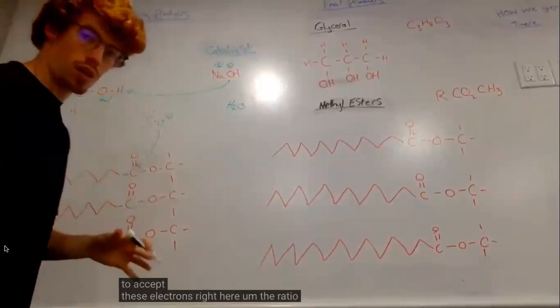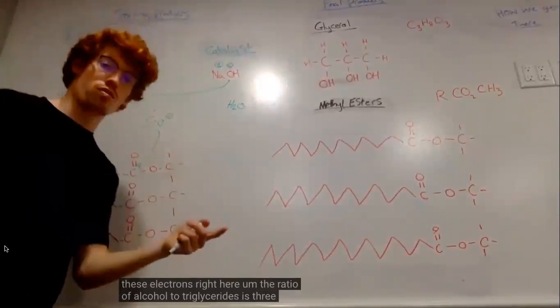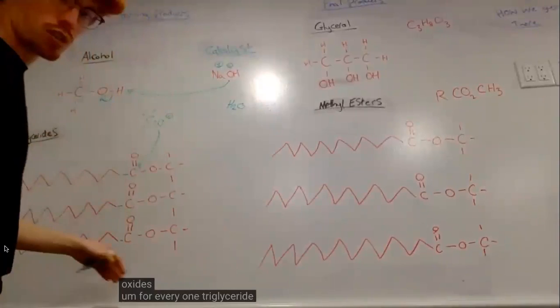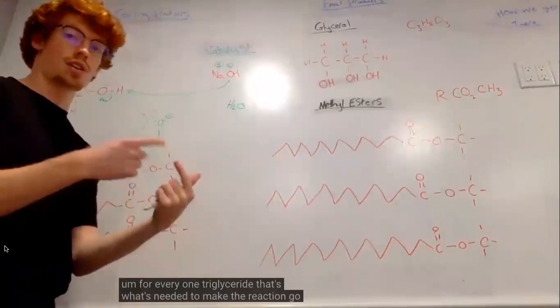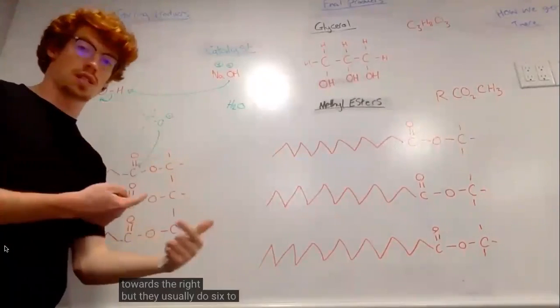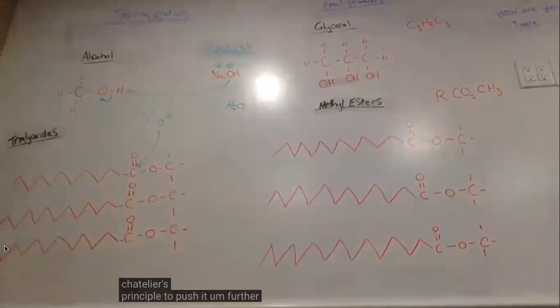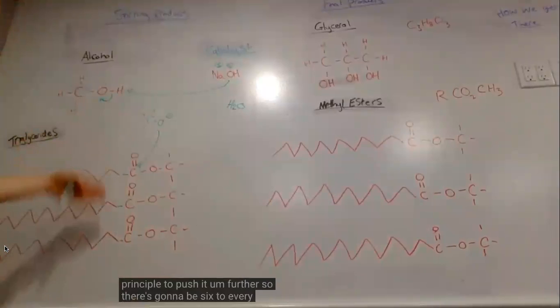Carbons are going to act as electrophiles, so they are going to accept these electrons right here. The ratio of alcohol to triglycerides is 3 to 1, so there's going to be 3 methyl oxides for every one triglyceride. That's what's needed to make the reaction go towards the right. But they usually use 6 to 1, like Le Chatelier's principle, to push it further. So there's going to be 6 at every one of these.